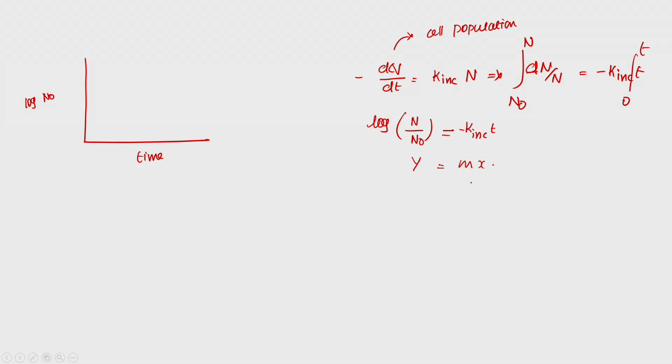So now I am plotting time versus N upon N naught. So N is what? The cell population at that particular time. So N naught is nothing but the initial cell population, right. So I will get, because it is a negative slope, the slope is nothing but k_inc, right.